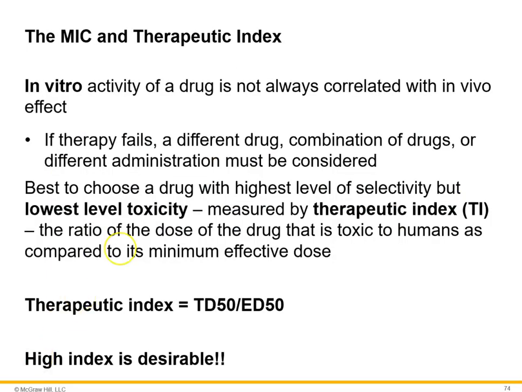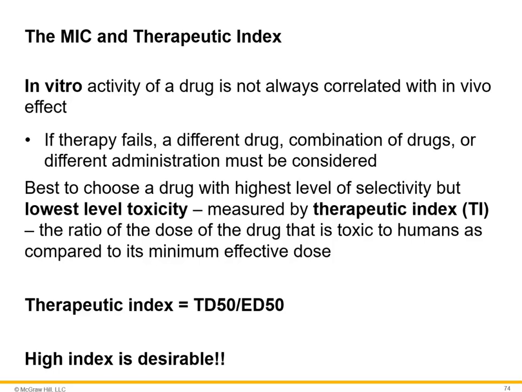Okay, so those were examples of in vitro activity of a drug. In vitro, remember, means in glass. So that's an example of how microbes react to these drugs in the laboratory setting. Now, that does not always correlate with how these drugs work in the actual body. So if therapy fails, a different drug, a combination of drugs, or even a different route of administration should be considered.